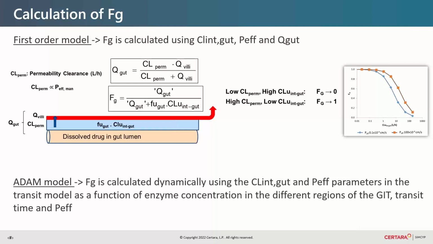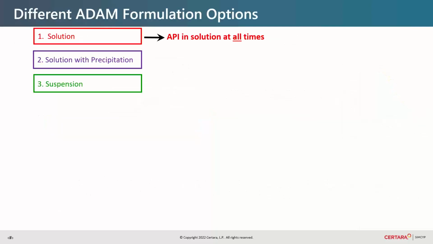The ADAM model is a little bit more complex, but we calculate the FGE dynamically using information about the intrinsic clearance in each of the segments, the permeability, and the enzyme concentration of the compound. But basically, both models will allow you to get an idea of how much the intestine is contributing to first pass elimination of the compound.